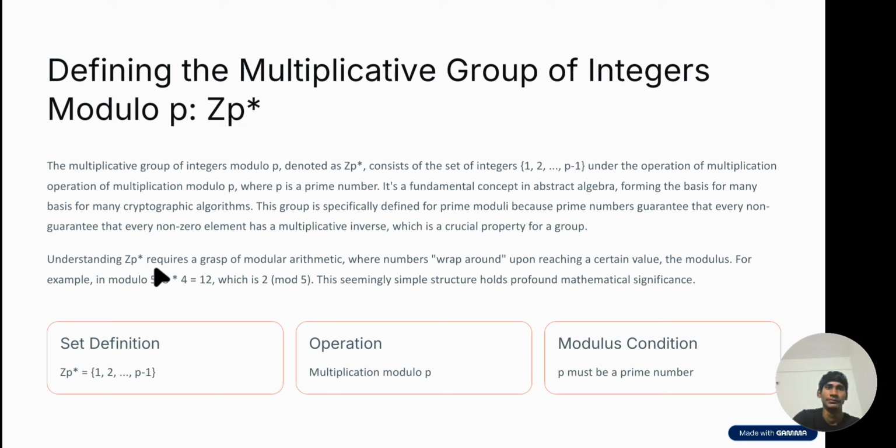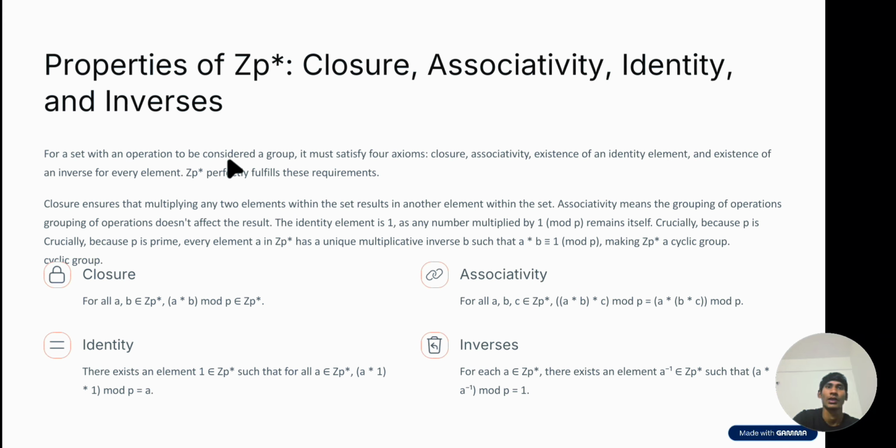Understanding Zp requires a grasp of modulo arithmetic, where numbers wrap around upon reaching a certain value. For example, modulo 5, 3 times 4 is equal to 12, which is 2 mod 5. This seemingly simple structure holds profound mathematical significance.